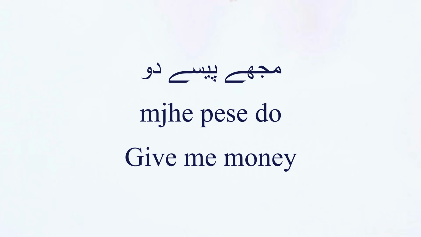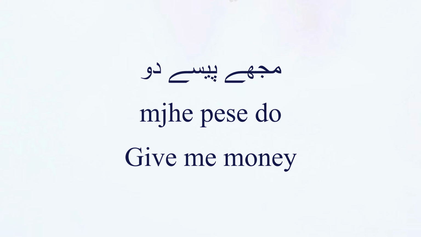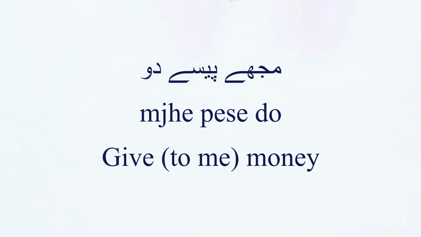You can also use it to demand something, right? Like as an object case. मुझे पैसे दो. Give me money. Give money to me. Here we are not using the subject, which is you give me money. So we are not using the word you here. You is tum or aap. But we are not using it. We are just saying give to me money.